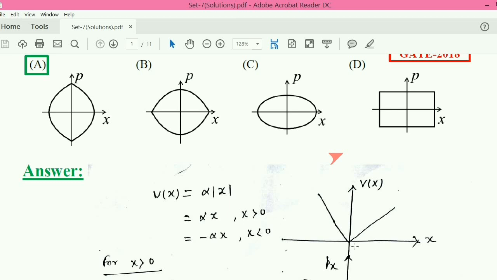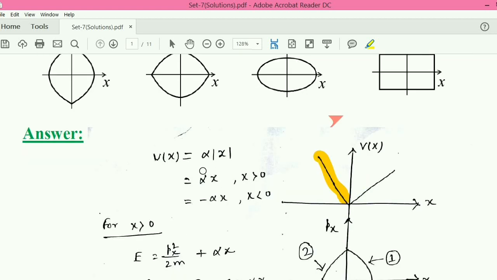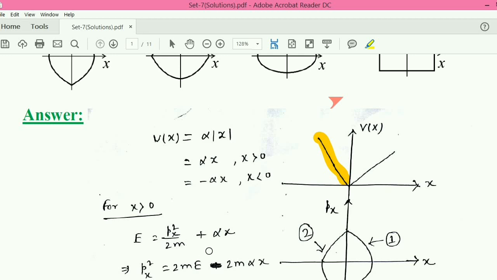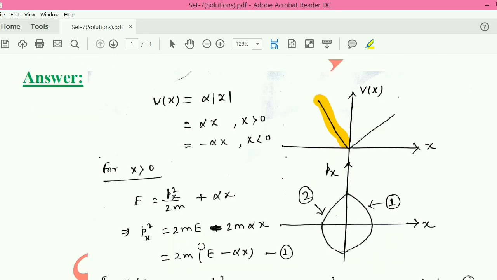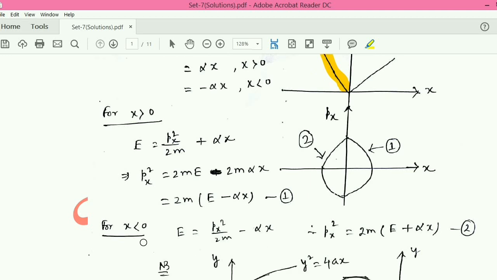When x is greater than 0, it is like this, and when x is less than 0, the curve shows this character. For x greater than 0, we put V of x equal to alpha x. So total energy E equals px square by 2m plus alpha x. Therefore px square equals twice m E minus twice m alpha x, that is, twice m into E minus alpha x. And for x less than 0, E equals this, therefore px square equals twice m into E plus alpha x.